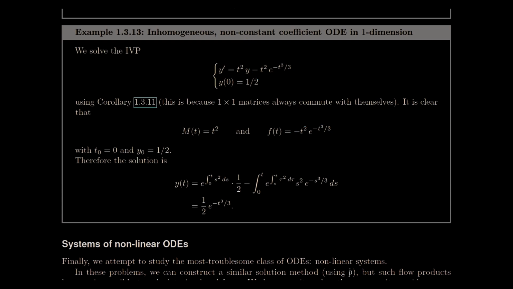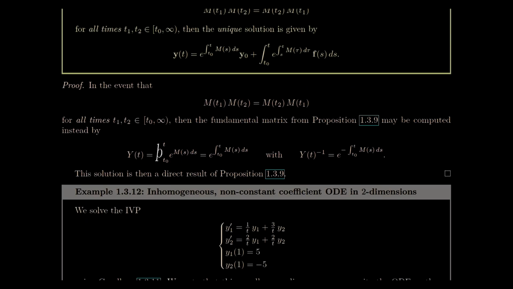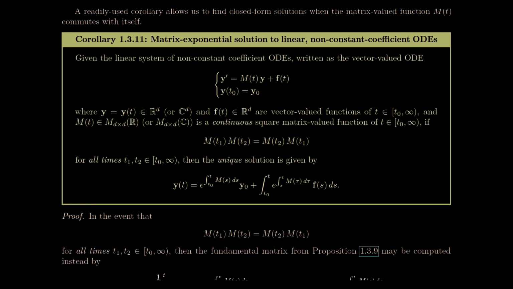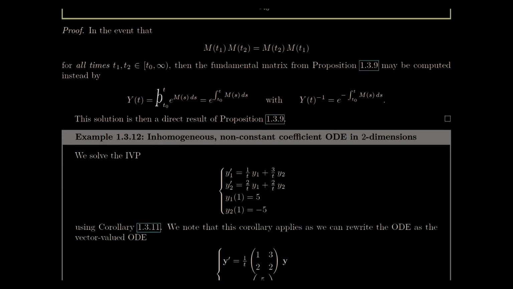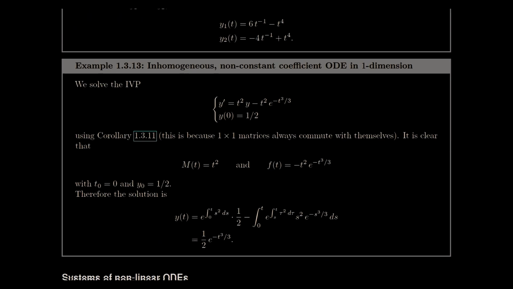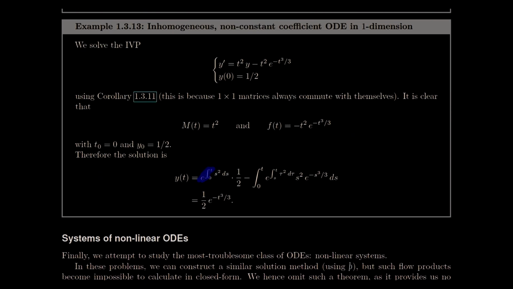And I apply the previous corollary that I said always applies in one dimension. Here it is. I'm going to take e to the integral of the matrix, multiply by the initial condition, add the integral of e to, now the integral goes from s to t of the matrix, act it against the forcing function. And what does that look like here? Here's my e to the integral of the matrix. There's the initial condition. Here's the integral from the initial condition to time of e from s to time of the matrix, against the forcing function right there, ds.